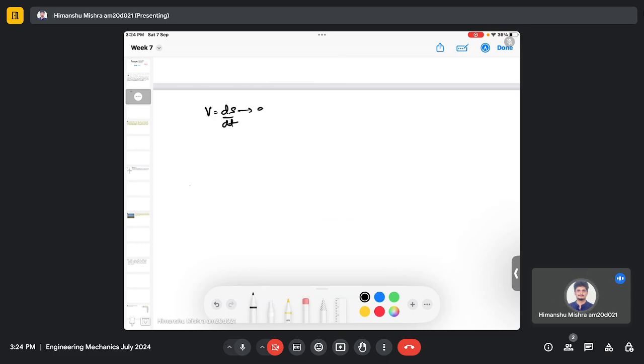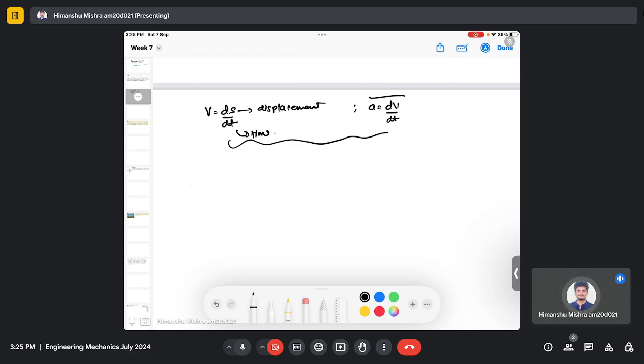Here s is my displacement and t is my time, right? Similarly, the acceleration can be defined as the change of velocity in time, so acceleration is dv by dt. Let's say my acceleration is constant, then I can use these two equations to define some expressions which are valid only for constant acceleration.